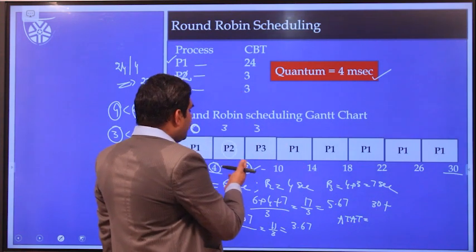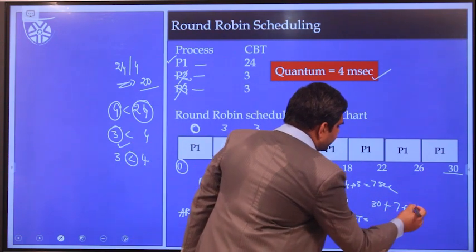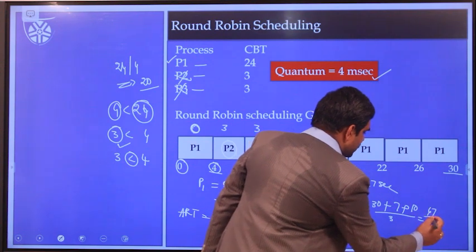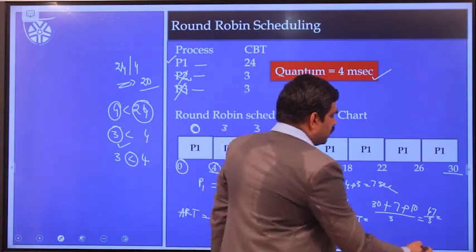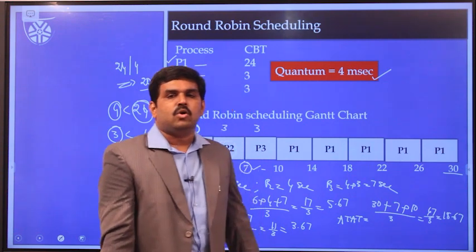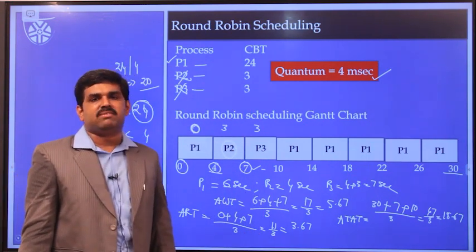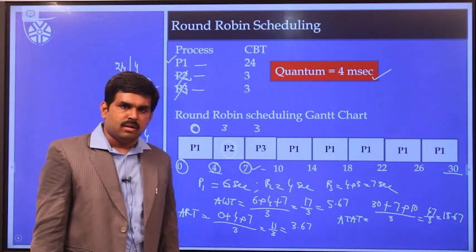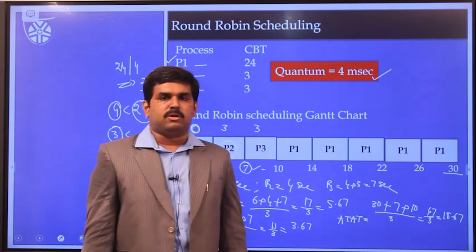Plus, what about P2? P2 has completed after 7 seconds. P3 has completed after 10 seconds. Whole divided by 3. 47 by 3, which is equal to 15.67. Okay students, this is the way we are supposed to compute the average turnaround time, average waiting time and average response time for a given problem. I have given a small exercise problem to you and we can solve this problem also.